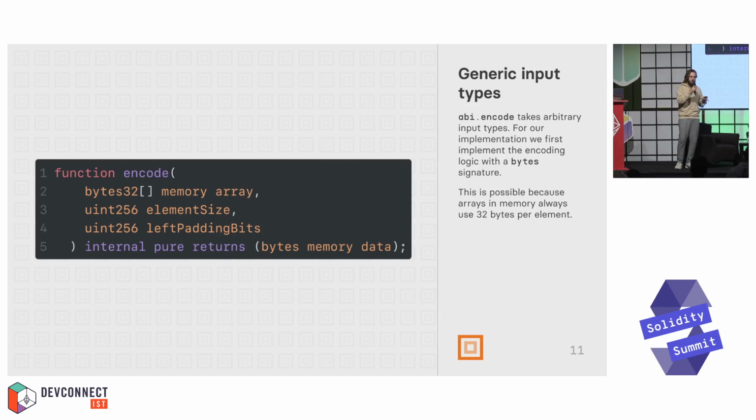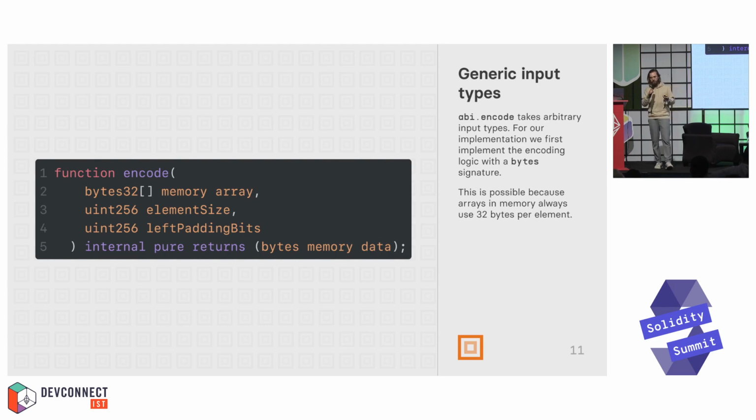And one thing that we can use here is that all of the arrays, like all primitive type arrays in Solidity, are actually padded to 32 bytes. And so we can implement our function using bytes 32 array as the type, basically. And then the actual element in the array has a different size, and it's either left padded or right padded. And so we have two more arguments here for the element size and for the bits of padding.